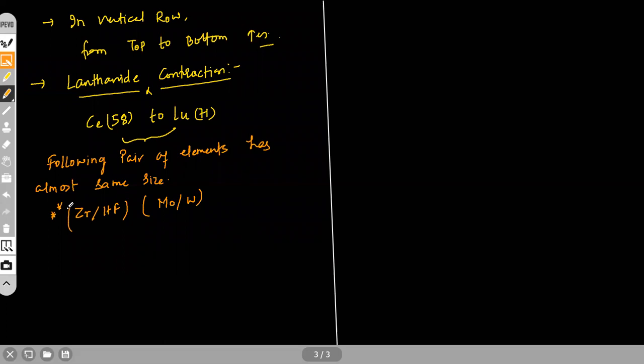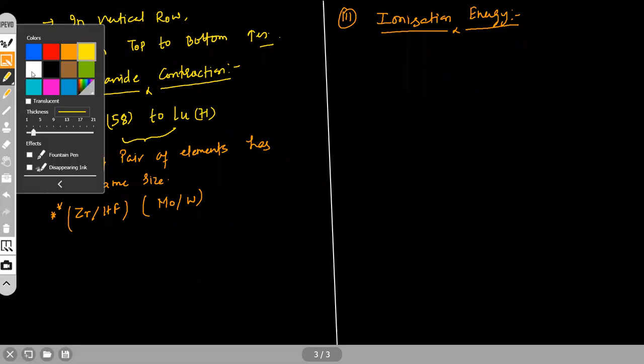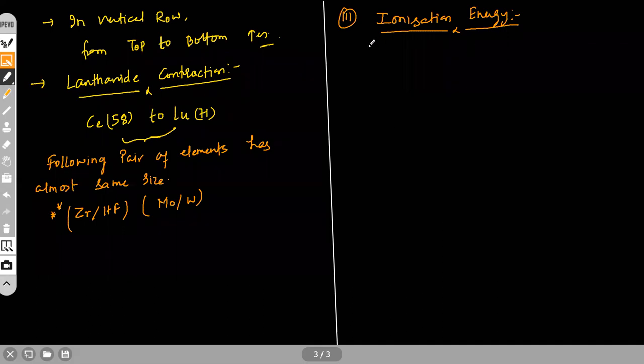Now, the next one. Third property we have is ionization energy. We know the definition of ionization energy. It is the energy to remove an electron from the outermost shell of an isolated gaseous atom. Now you see in this one, again, like atomic size, it also shows irregular trend.